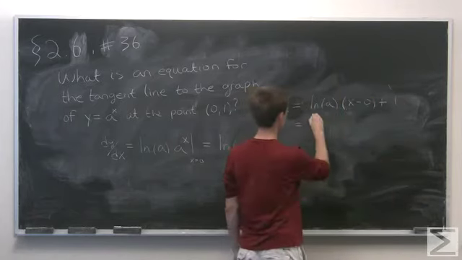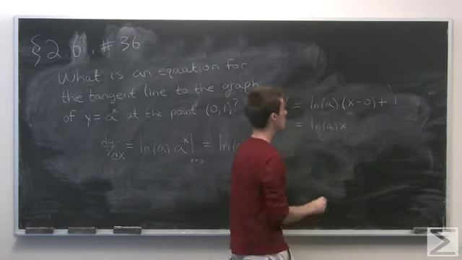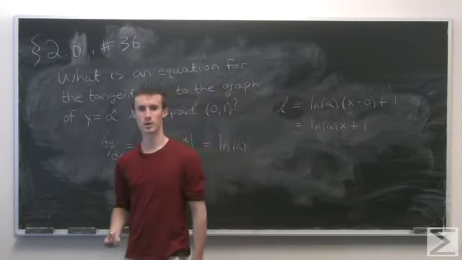And simplifying this, we get natural log of a times x plus 1 as the equation of the line tangent to the graph.